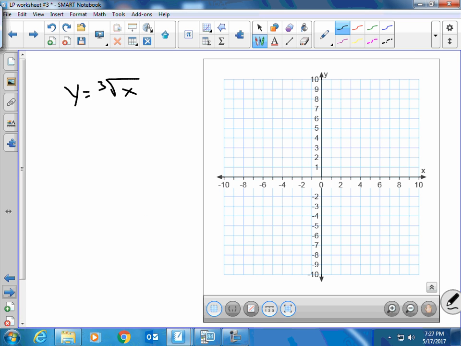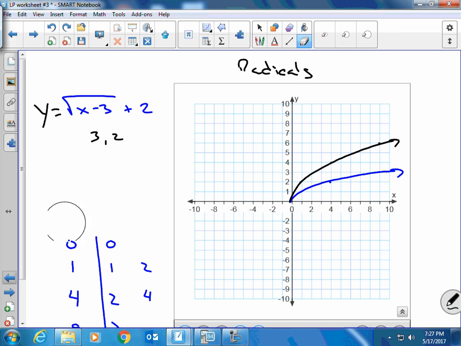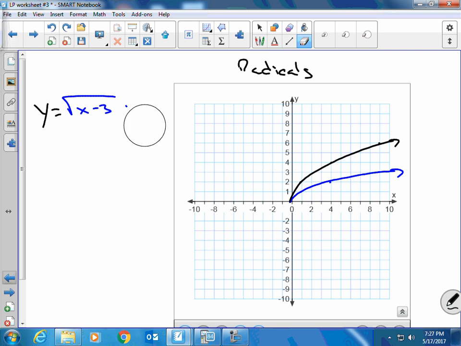Cube roots. Now, I changed my mind. We've got to do one more. You have to practice one. I can't just throw that at you and have you not be able to practice one. So let's practice one. Your turn.